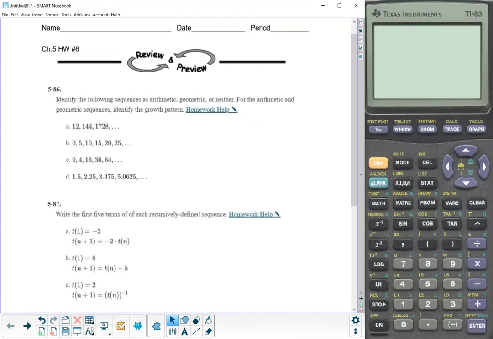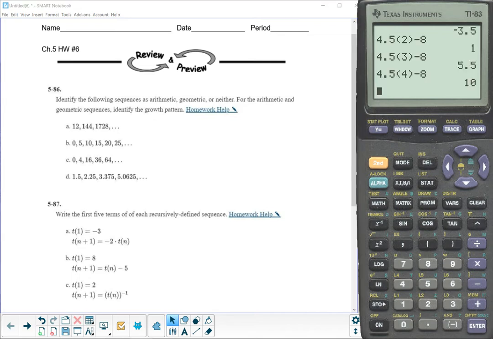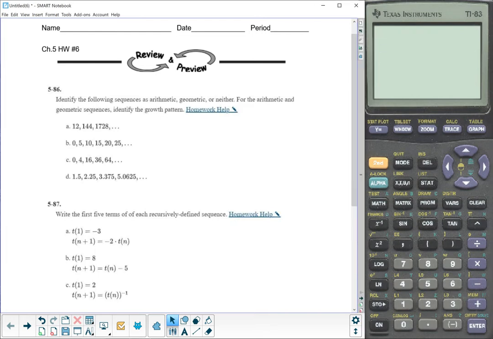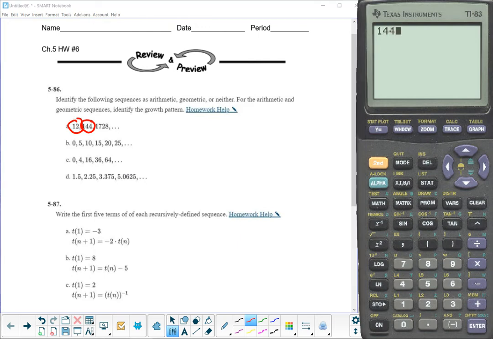Okay, so like how I showed you guys in class, if you want to find out if something's arithmetic, you need to take the previous term and subtract that from the next term. So we want to see if it's arithmetic or geometric, and let's say we don't know what the pattern is. So let's just say, we're going to go 144 minus 12, and we get 132.